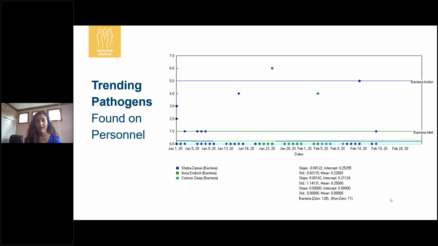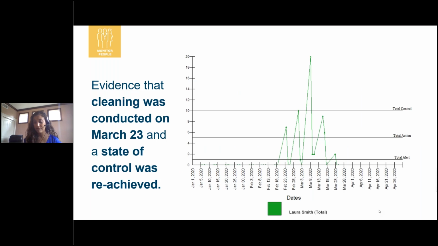So all data can be trended in a linear regression. It can be trended in bar charts, line graphs, control charts. So we just have that example of a linear regression, but you can look at the same data in various different formats. So on this graph, we're looking at a line graph, and we know that cleaning was conducted on March 23rd. And as you can see, the results drastically went down after that cleaning. So we do know, and we're able to show graphically and with our data, that the cleaning was effective.